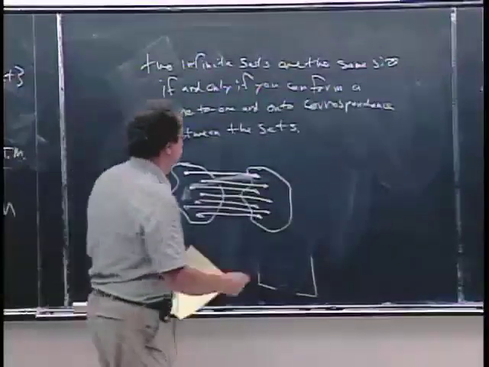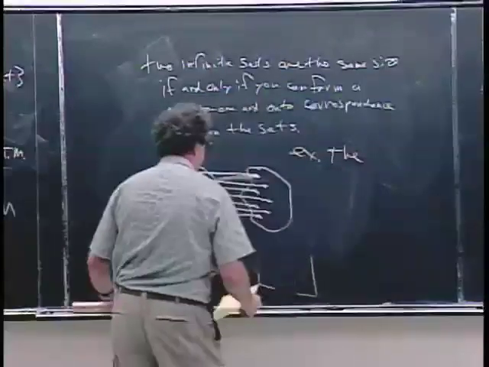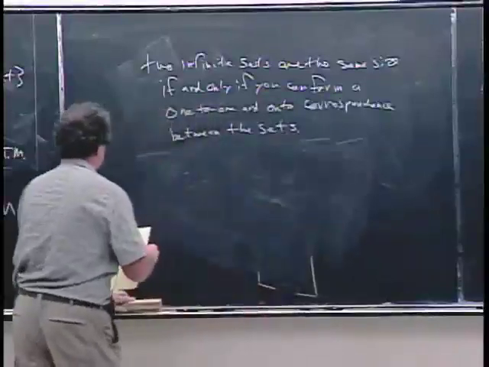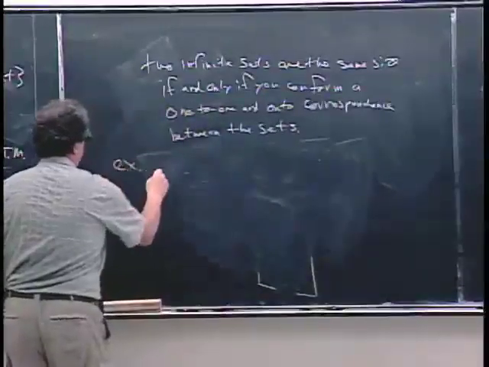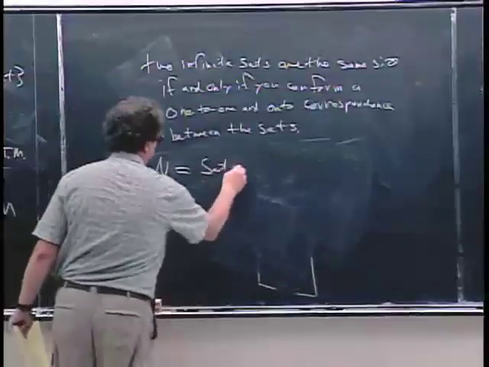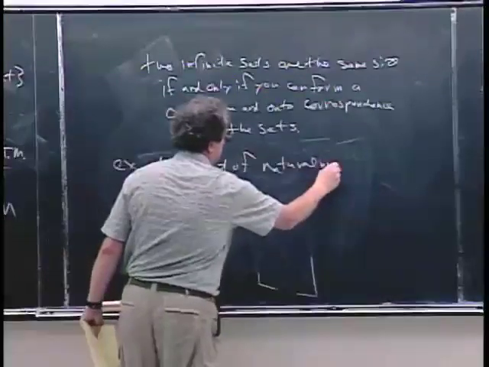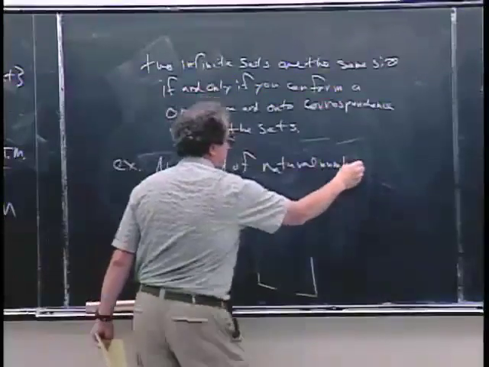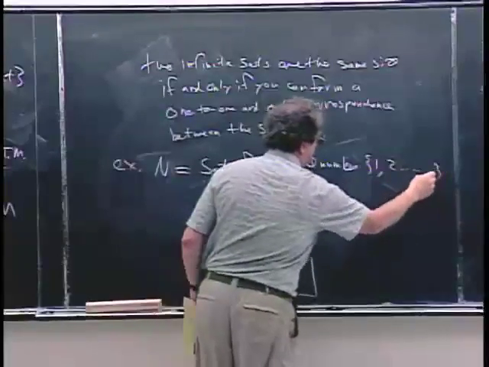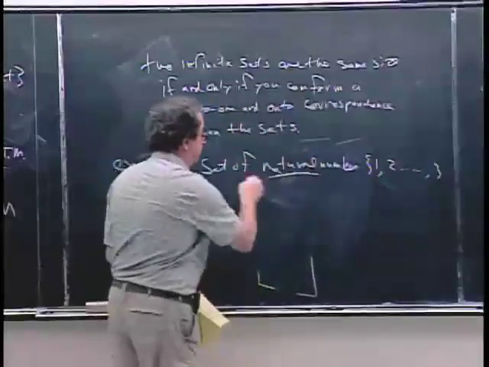So, for example, the example N is the set of natural numbers. That means 1, 2, all the positive integers. Okay? And notice this is natural.